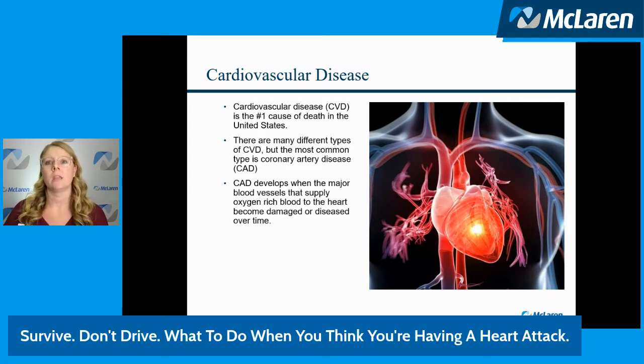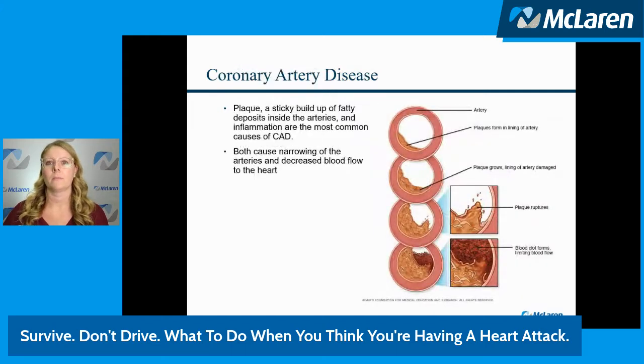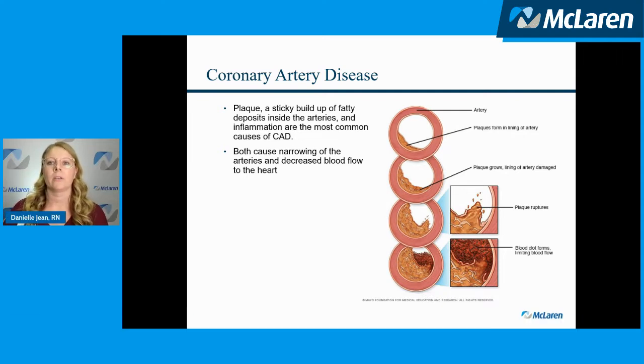Coronary artery disease is the more common form of cardiovascular disease, and that is specific to the heart itself. The two most common causes for coronary artery disease are a buildup of plaque and inflammation of the arterial walls. Plaque is a sticky buildup of fatty deposits that collect inside the arteries. Both of them cause narrowing of the arteries, which decreases blood flow to the heart. And I have a visual in the picture here on the slide. It shows how it develops over time. It is usually not sudden. It is something that develops over several years and becomes a factor later in life.